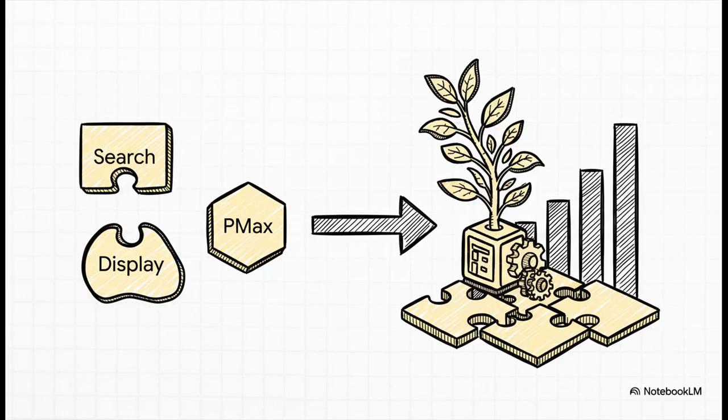And here it is, the key takeaway from all of this. Please, stop thinking of these as separate tools you can pick and choose from. Search, display, and Performance Max are all deeply interconnected parts of one single ecosystem. When you finally use them together the right way, Google Ads stops being this confusing expense and starts being what it's supposed to be: a reliable, scalable engine for your business's growth.